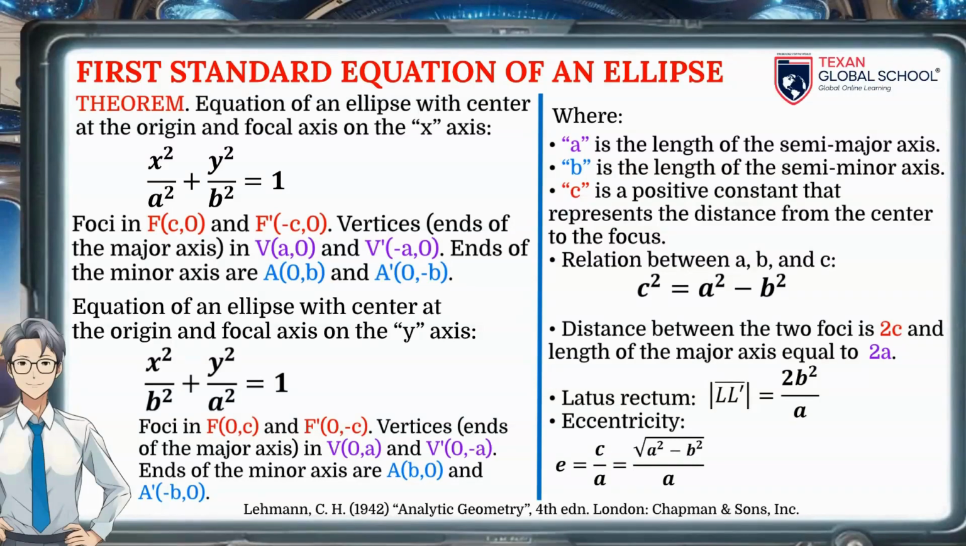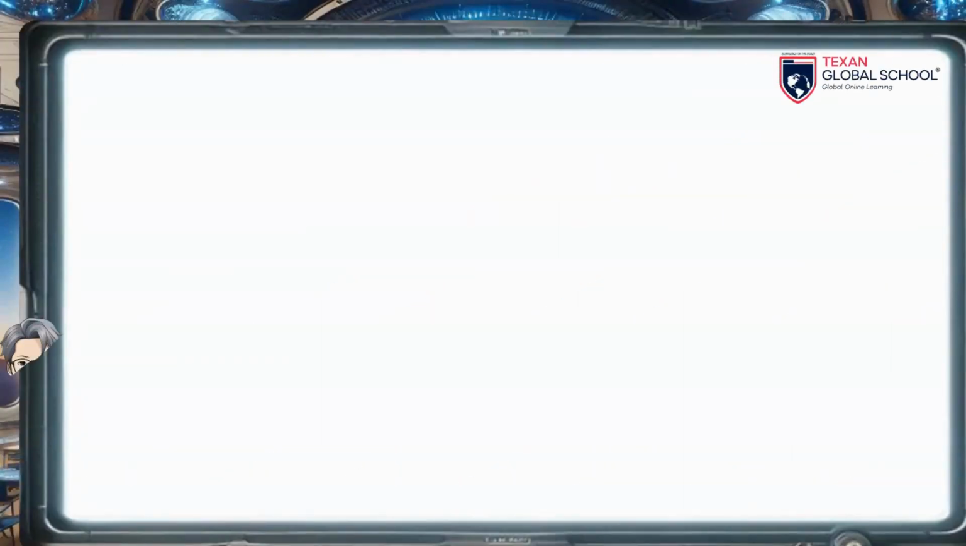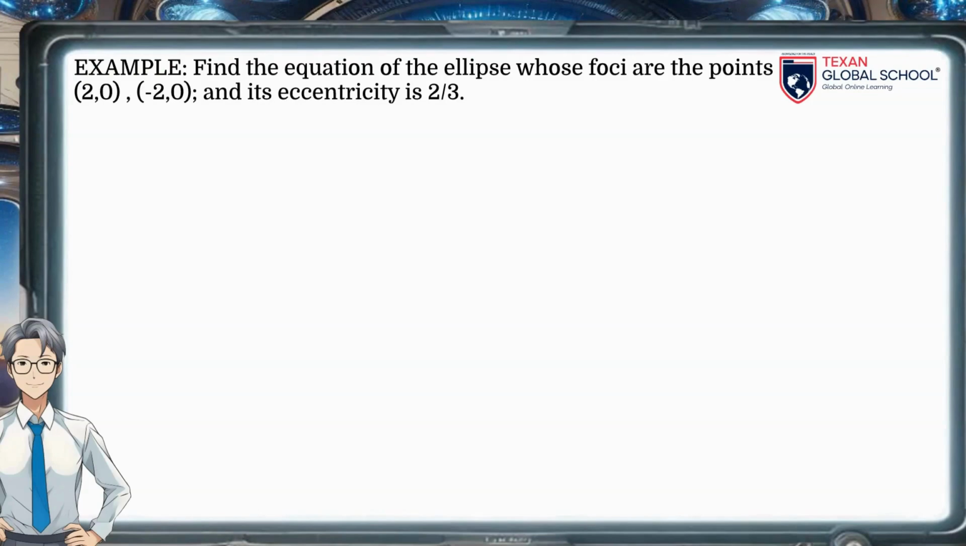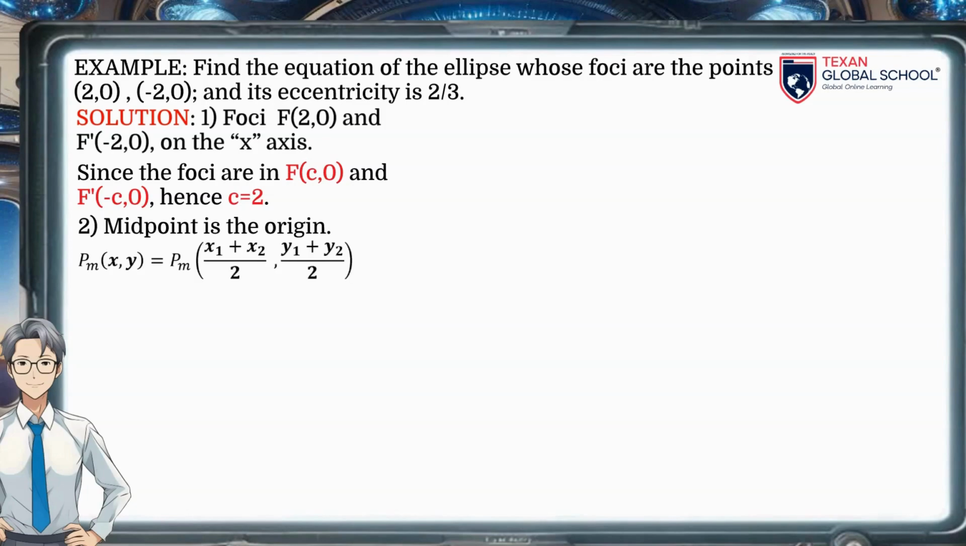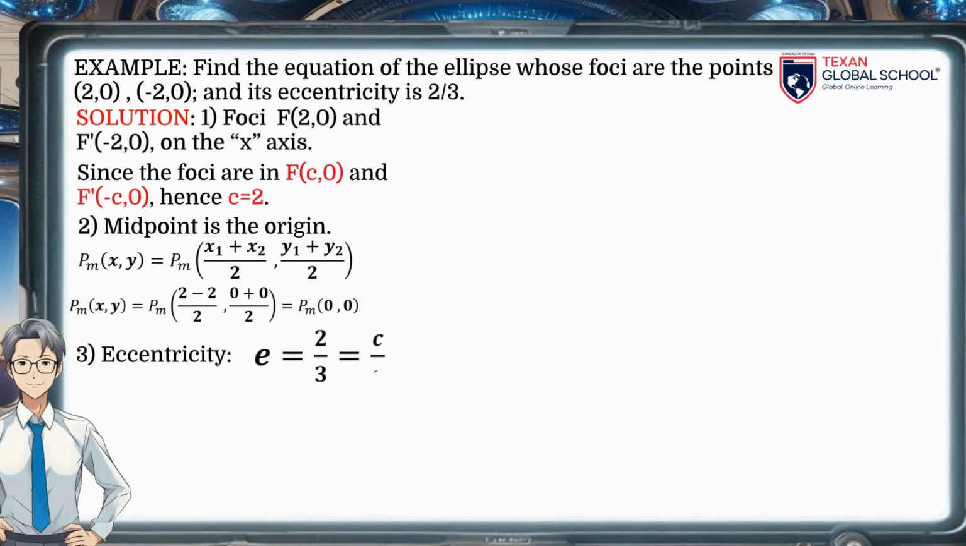Let's look at an example. Find the equation of the ellipse whose foci are the points (2, 0) and (-2, 0), and its eccentricity is 2/3. Analyzing the given foci, we can see that they are located on the x-axis, and since the foci are at (c, 0) and (-c, 0), hence c is equal to 2. And since c represents the distance from the center to the focus, the midpoint between the foci is the origin. Because the given eccentricity is 2/3 and is the quotient c over a, it is confirmed that c is equal to 2, and results that a is equal to 3.